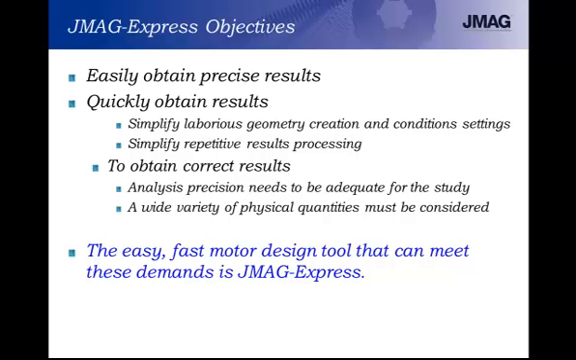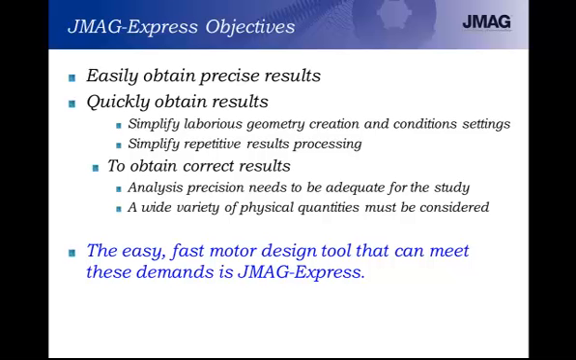The objectives of JMAG-Express are to easily obtain precise results. We also want to make sure that the results are obtained quickly. And we do this by simplifying some of the laborious geometry creation and condition settings by using the template, and we also simplify repetitive results processing by outputting the results automatically.